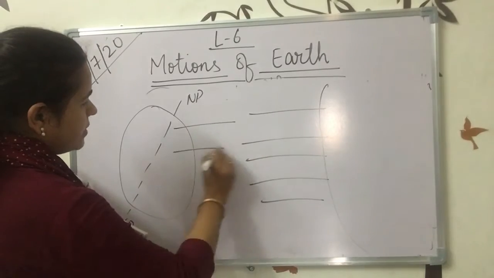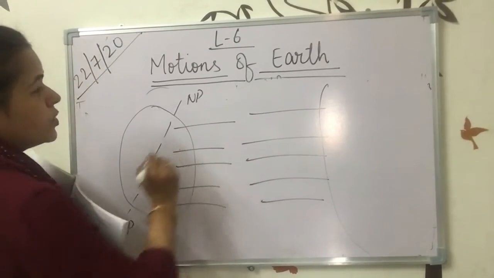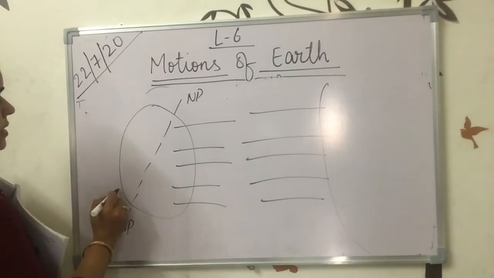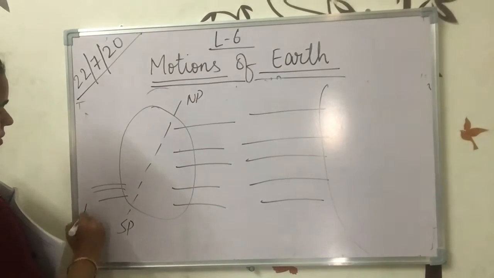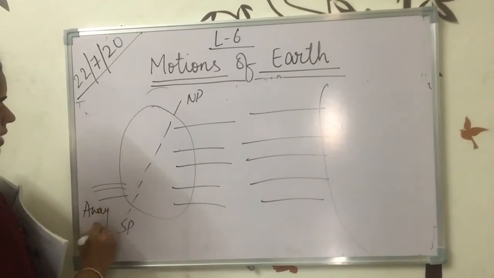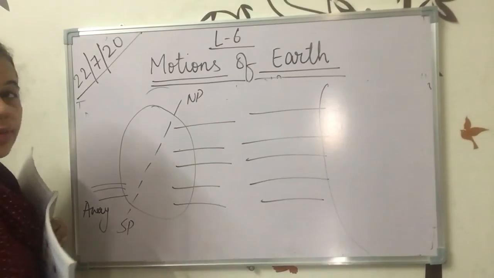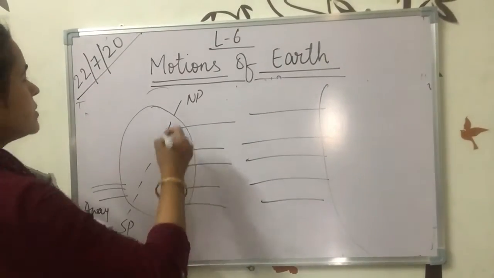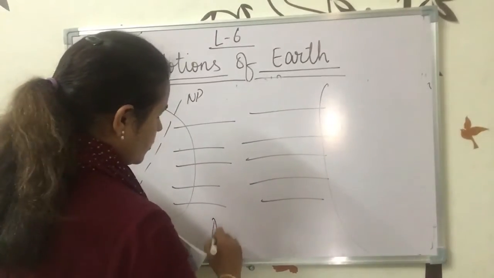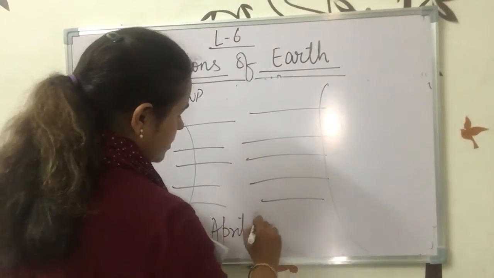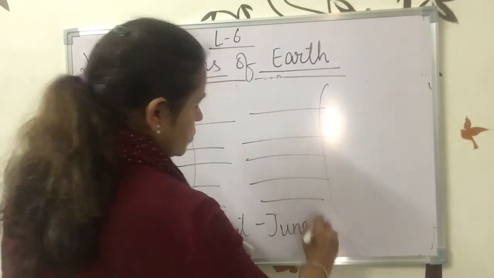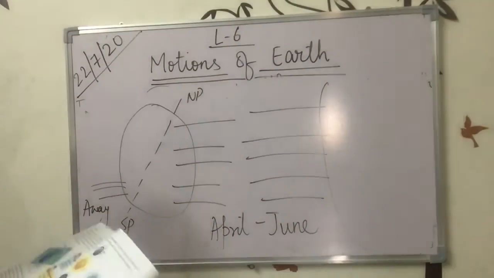You will see that the direct rays of the sun are falling on the northern side, and this is away from the sun. The direct sunlight is not falling here. The direct sunlight is falling on the northern hemisphere side, when we are talking about the month of April to June.